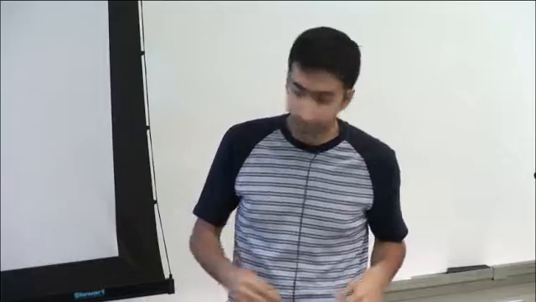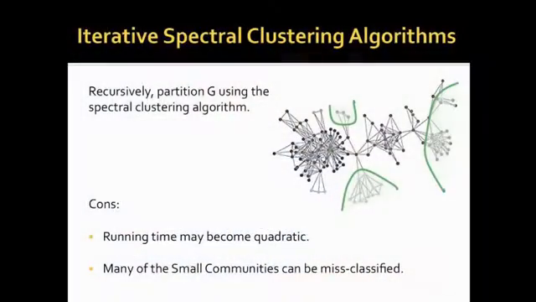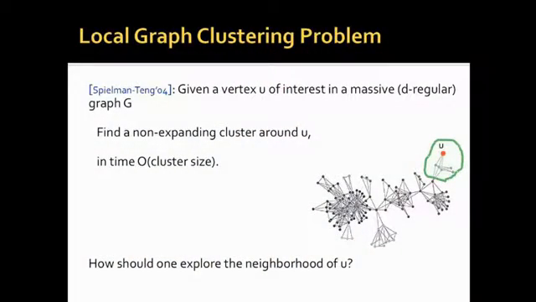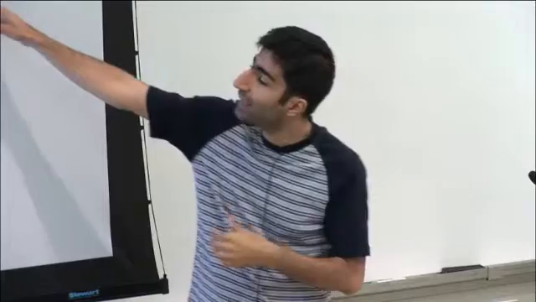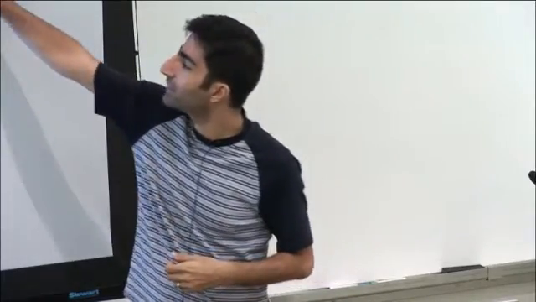Before talking about the results, note that if we can solve this problem, we kind of get rid of these deficiencies. We can do the clustering of a graph by running this algorithm over and over, and every time the amount of time that we spend is proportional to the size of the cluster that we're going to get. So the running time would remain linear. On the other hand, if we start from some small community, then hopefully we're going to find something very close to it.